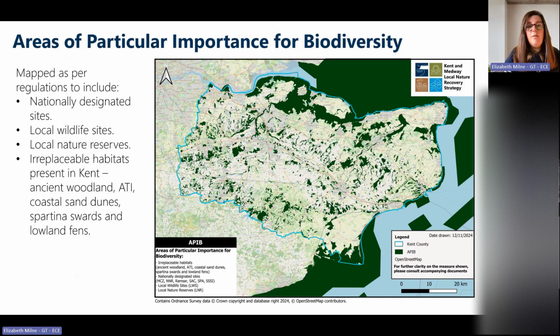The justification for the areas included in this map was on the basis that these areas represented habitats and sites that were already offered some form of protection or management through either their designation or the local planning system. In terms of irreplaceable habitats, these were based on the definition of irreplaceable habitats used for biodiversity net gain. So in Kent, this mapped ancient woodlands, ancient trees, sand dunes, spartina swards, and lowland fens.